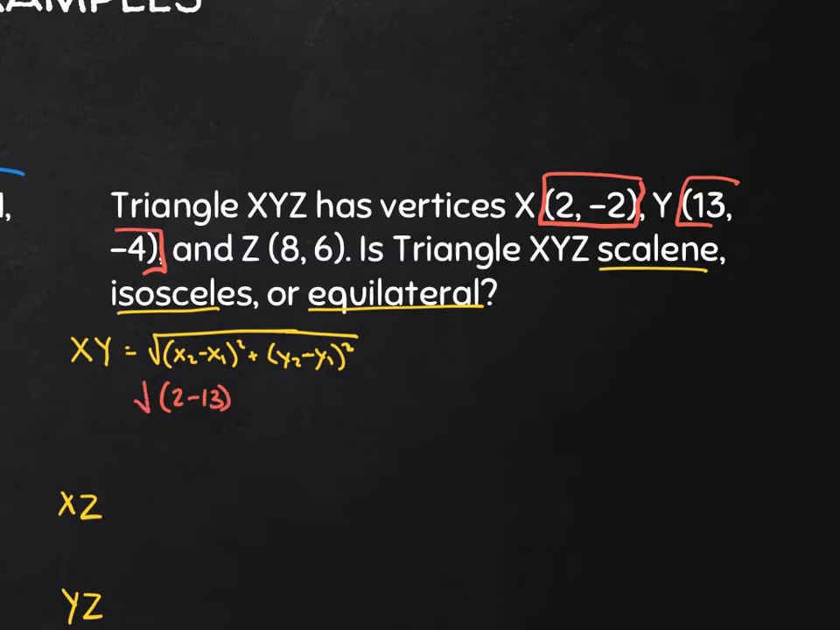I'm going down 11. Then I'm going to look at my y values from negative 2 to negative 4.